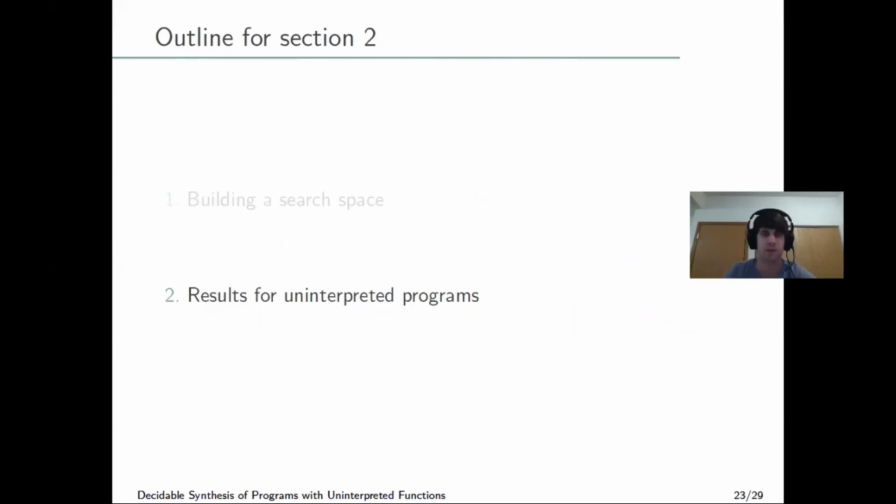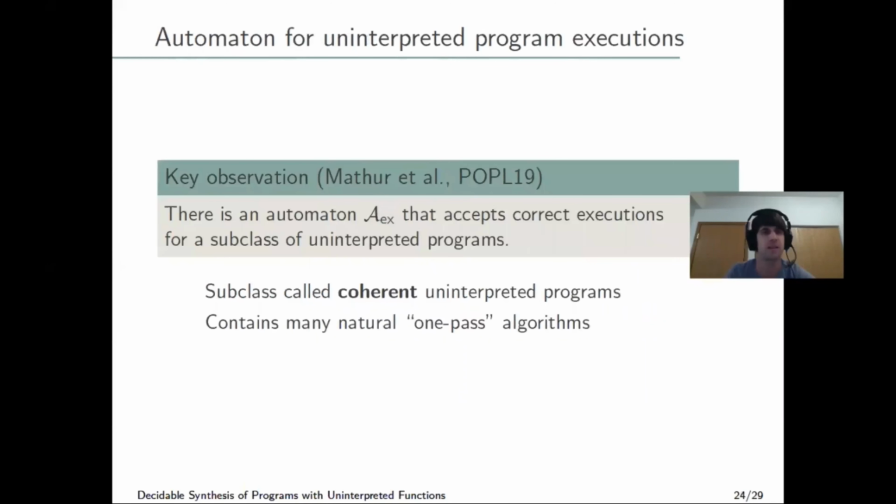Our results for uninterpreted programs use the ideas you've just seen, along with a key observation from earlier work, which saw that there is a correct execution automaton for a subclass of uninterpreted programs. This class was called coherent uninterpreted programs, and it contains many natural one-pass algorithms. For example, searching in a list or a tree for a key.